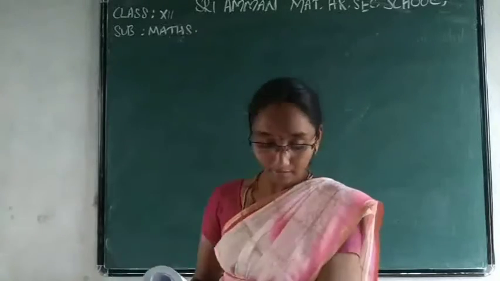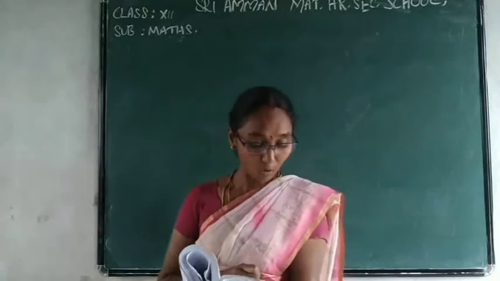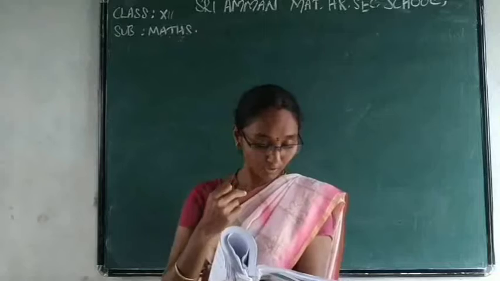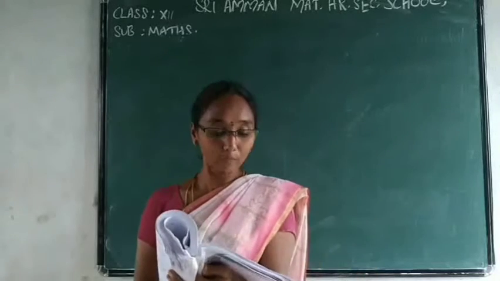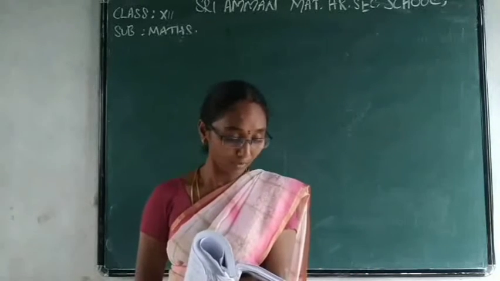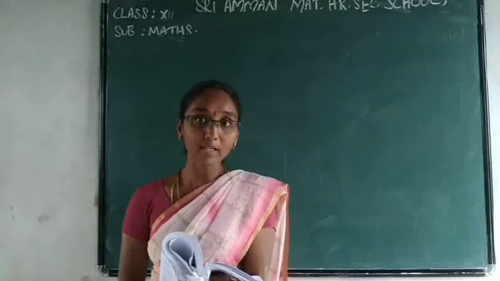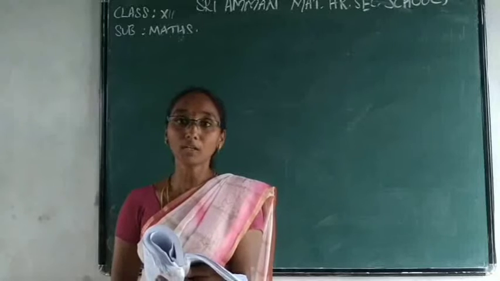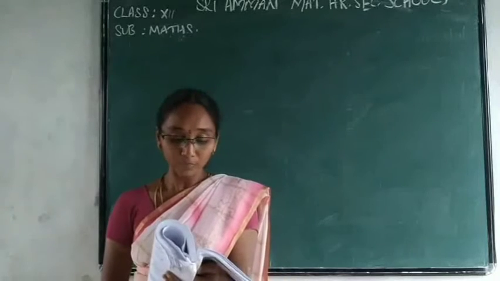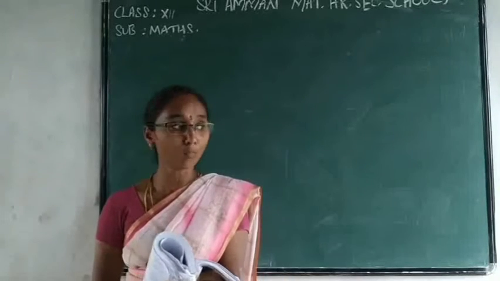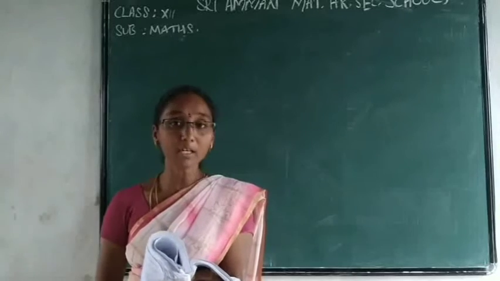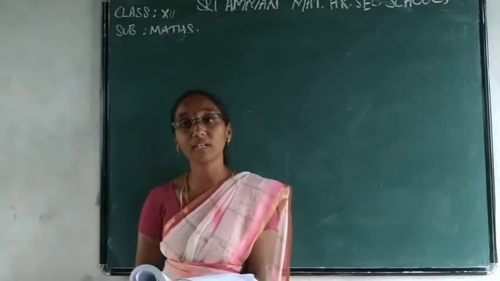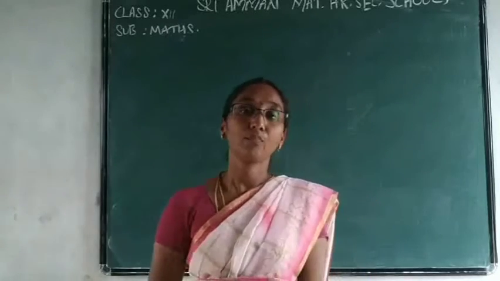Today you have a homework: Exercise 2.5, second question. For any two complex numbers z1 and z2 such that modulus of z1 equal to modulus of z2 equal to 1 and z1 z2 not equal to minus 1, show that (z1 plus z2) divided by (1 plus z1 z2) is a real number.